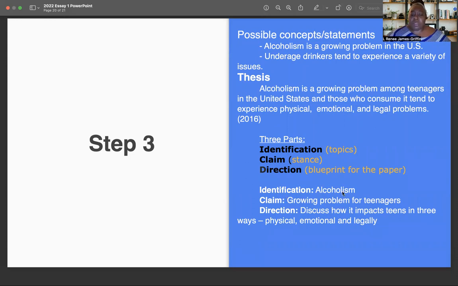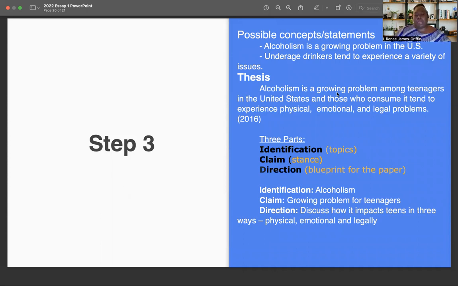The identification is alcoholism. Somewhere in the thesis statement, in that one sentence, is the word alcoholism. That's my topic. Now, does it have to be the first sentence in that thesis statement, the first word in that thesis statement? No, it could be in the middle, it could be toward the end. As long as you have placed the topic in your thesis statement, that's what matters the most, okay?